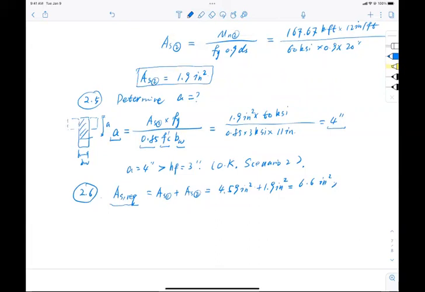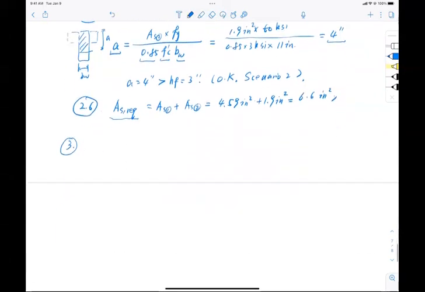Perfect. So 6.6 inch squared, right? That's quite a bit. So if this is 6.6 inch squared, I need to put rebars here, right? So now I have a job to do, that is step number 3. I need to select the bars.